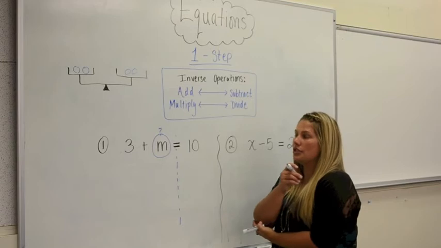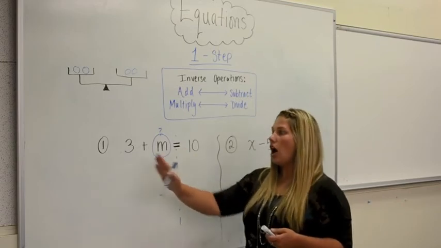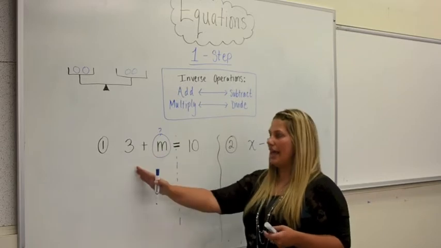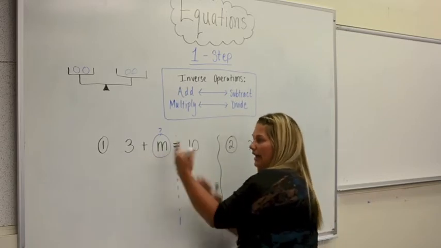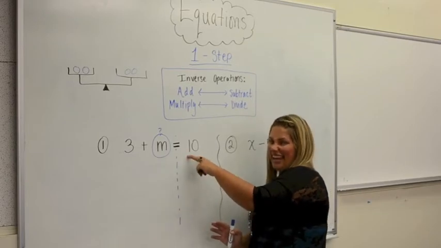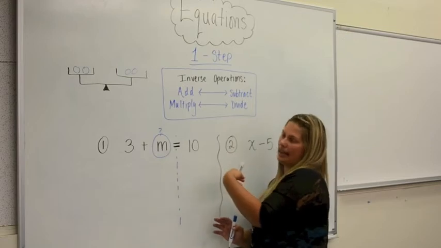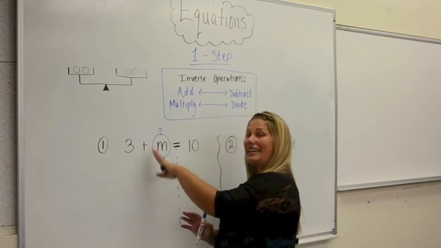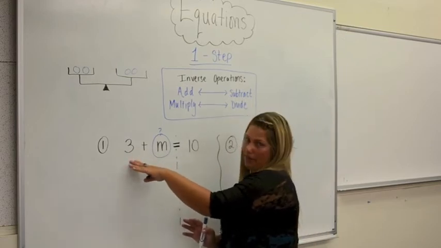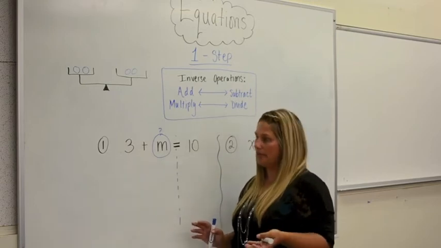So now what we have to do is get the variable by itself. Well, on the same side as the m, remember this is our left side of the line, and this is our right side. Does that 10 have anything to do with m right now? No, it's on the right side. But on the left side next to that m is a positive 3. So we're going to have to get rid of the positive 3.